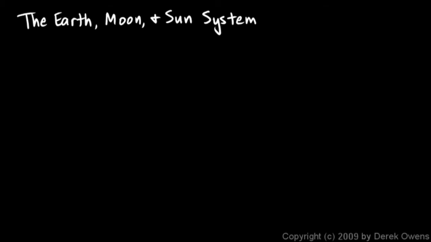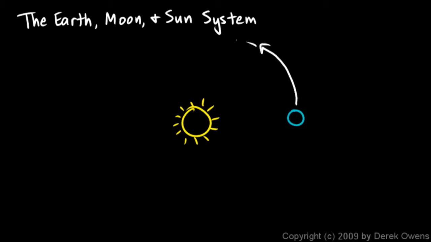This video is about the Earth, Moon, and Sun system. And let's start by drawing a picture. You often see pictures like this drawn to describe the Earth, Moon, and Sun system. Here's the Sun, and we draw some little rays of light coming out. And then the Earth is drawn out here going around the Sun, so we'll indicate an orbit around the Sun, something like that.